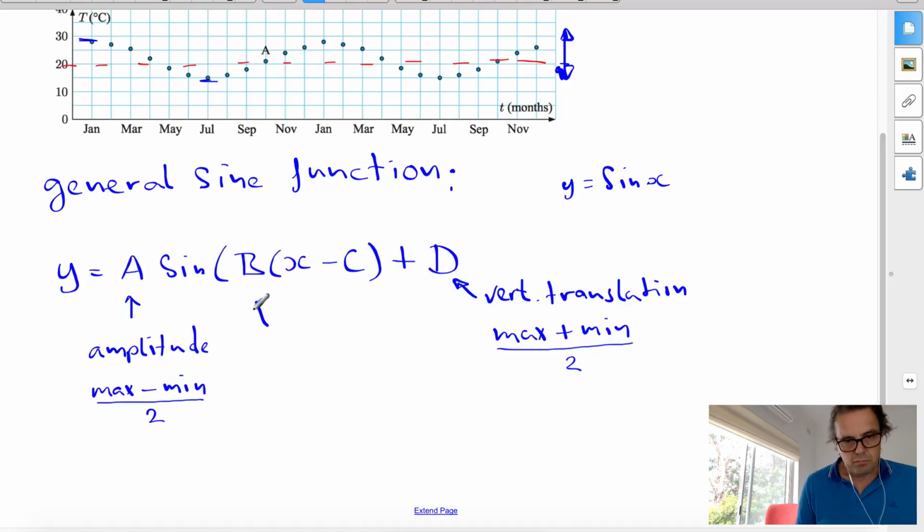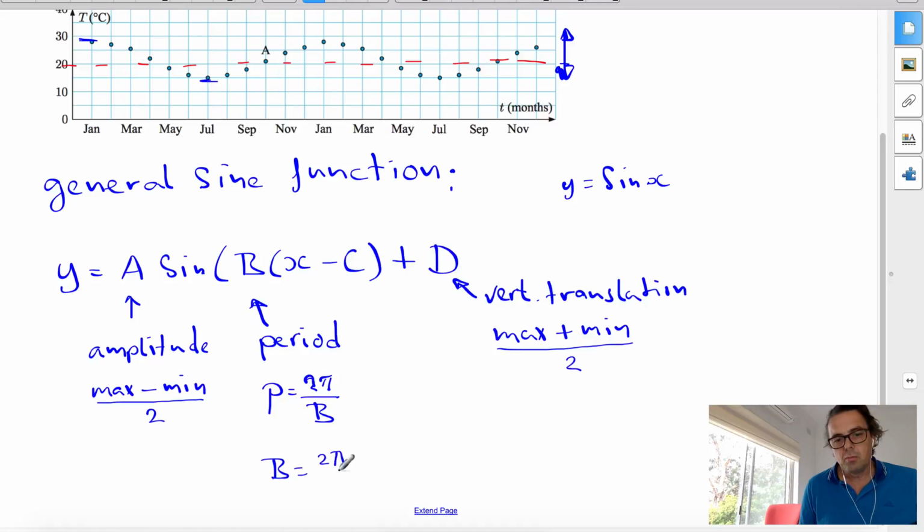Okay, what does B do? B is the period of your data. So how contracted are these cycles? How long is one period? How long does it take to start again? And the period is 2 pi, because that's a normal sine period, over b. And b is that letter there. Or alternatively, of course, b then is 2 pi over the period of your data.